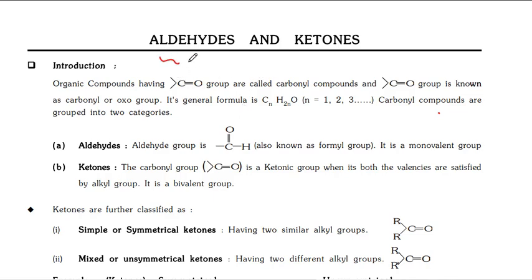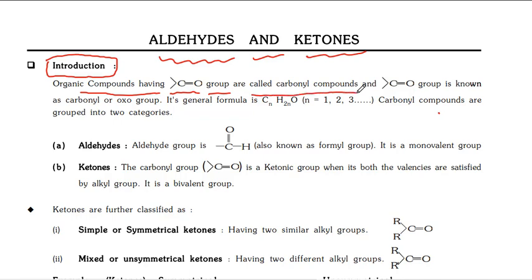Aldehydes and ketones. Today's topic is aldehydes and ketones. It's a new chapter. The first part in this chapter is the introduction of aldehydes and ketones. Organic compounds having a C double bond O group are called carbonyl compounds. Here this C double bond O group is known as the carbonyl group.